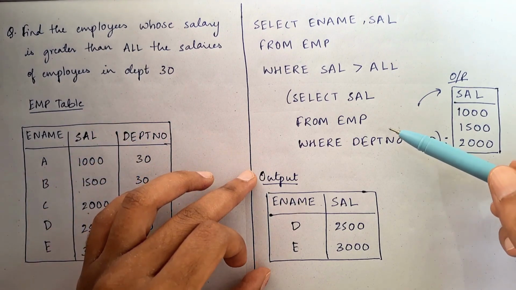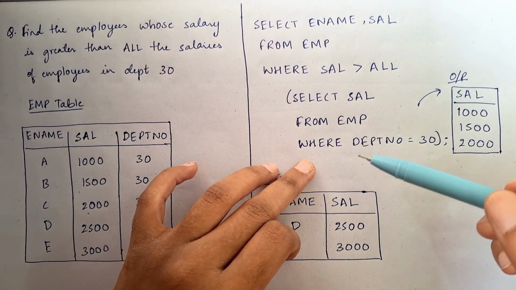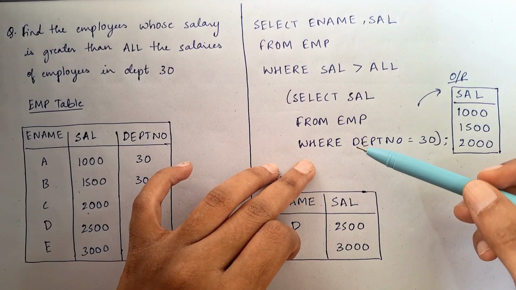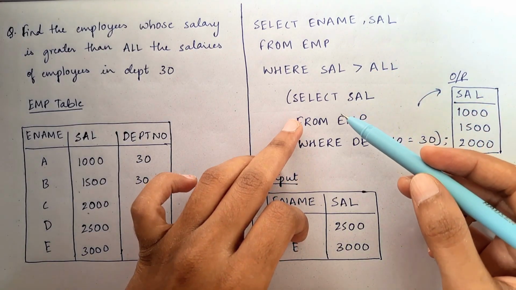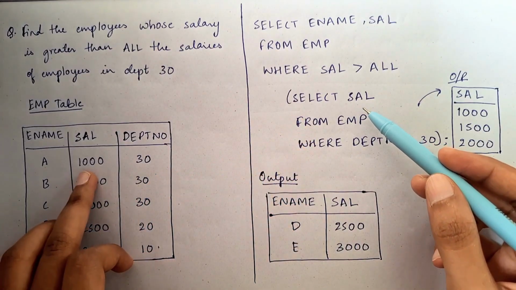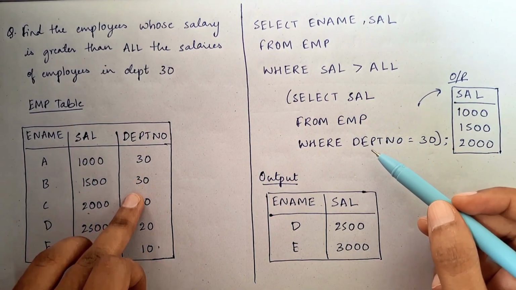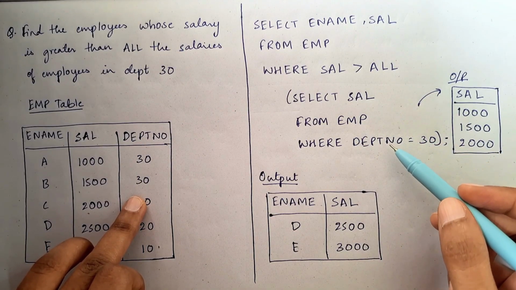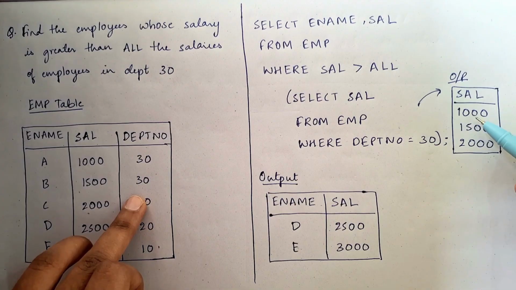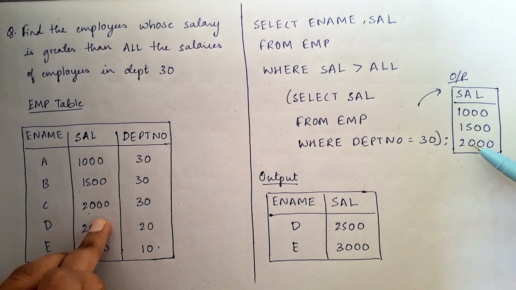So first we will see how the subquery executes, because the subquery will execute first and then later the main query. Here the subquery will select salary from this EMP table from department 30. So this query will return 3 values, that is 1000, 1500 and 2000.